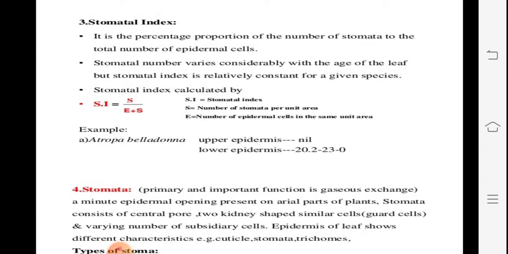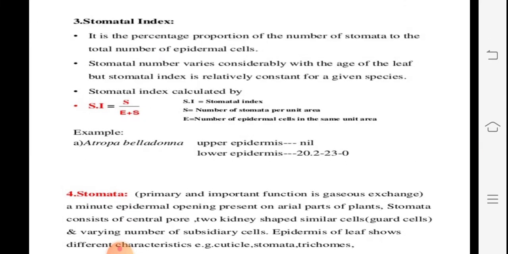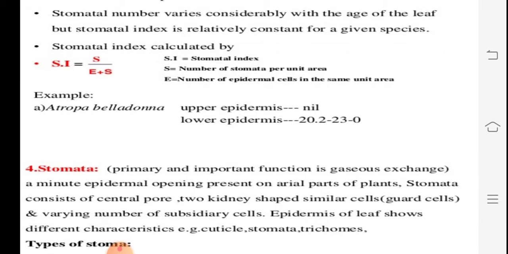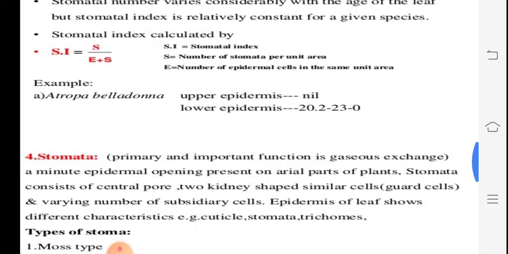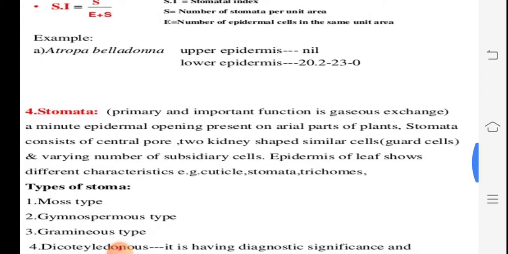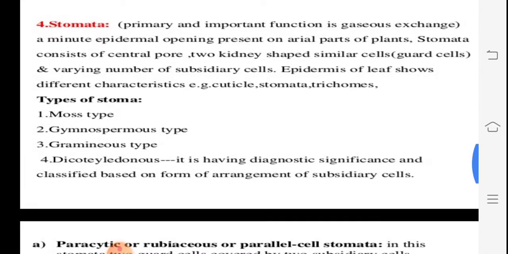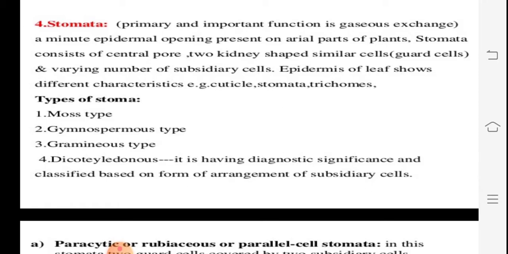Second, stomatal index. What is an index? It is the percentage proportion of the number of stomata, percentage in 100, of the total number. How is it calculated? It changes with the age of the leaf. SI, the stomatal index, is equal to S upon E plus S, where SI is the stomatal index, S is the number of stomata per unit area, and E is the number of epidermal cells, those positioned outside the subsidiary cells. A good example: in the upper epidermis the stomatal index is nil, and in the lower epidermis it is 20.2 to 23. Generally stomata are present at the lower epidermis. Then stomata: we have already seen stomatal characters in the epidermal tissue system, and they show specific characters.